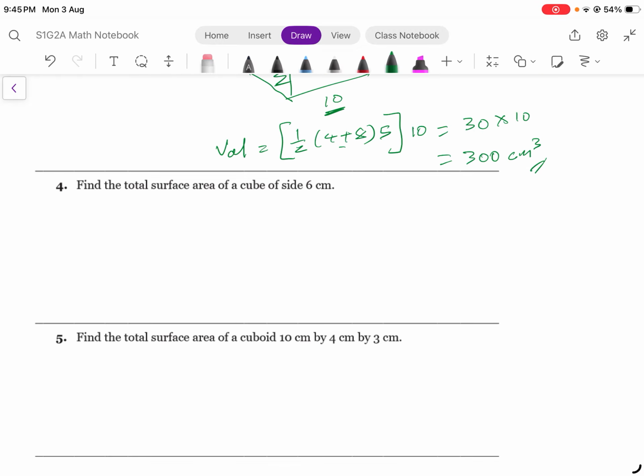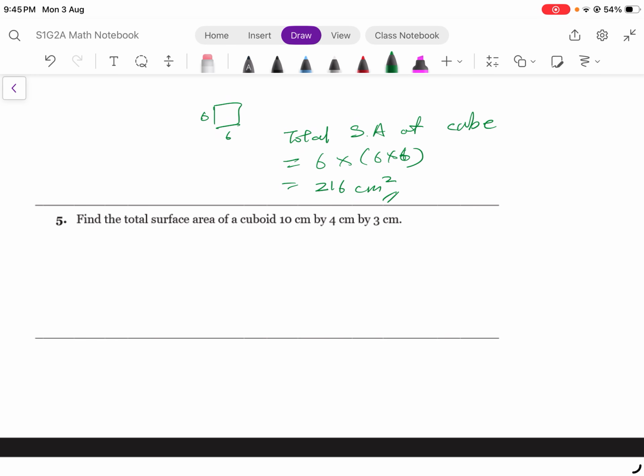So we know one side is 6. So total surface area of cube will be 6 faces times 6 times 6, area of one side. Alright, so it's 6 cube, 216 cm square. Find the total surface area of cuboid 10 by 4 by 3.